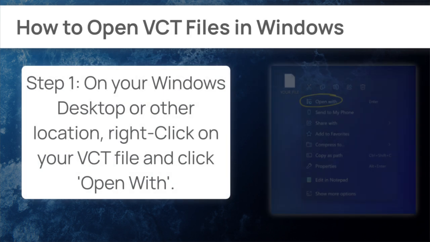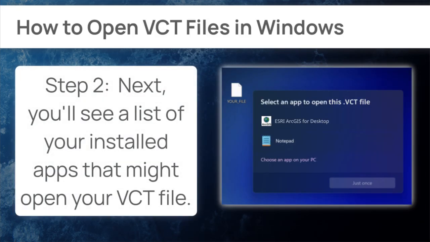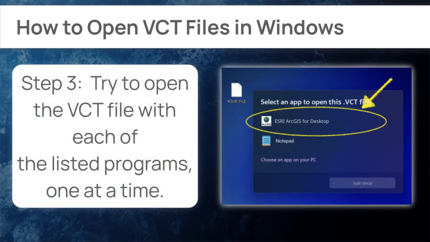We are performing a vital system software check. Right-click your VCT file and choose Open With. Test with ESRI ArcGIS for Desktop first. If it's missing, select another program. The fix is often a simple software switch.